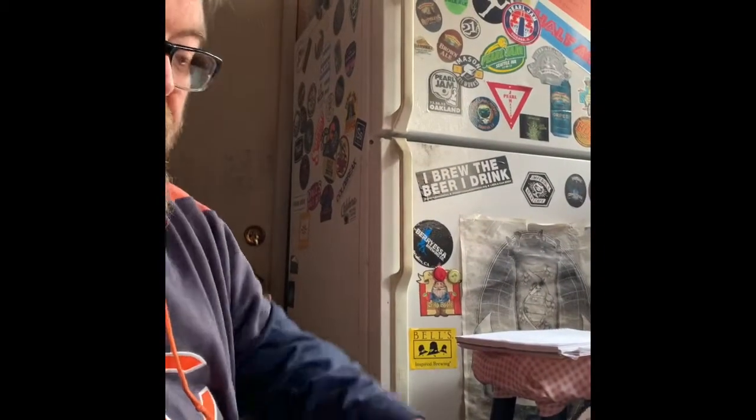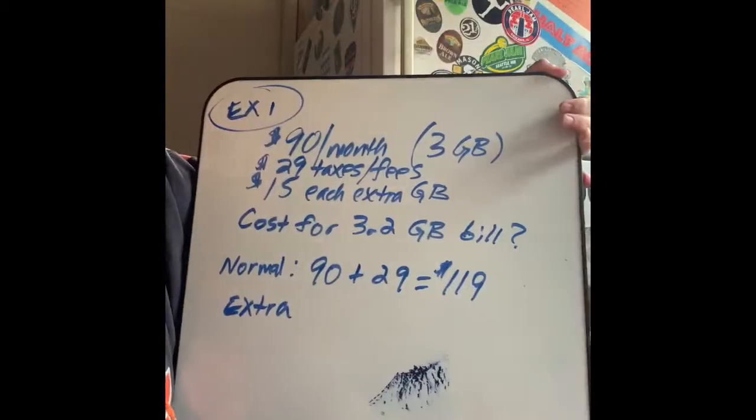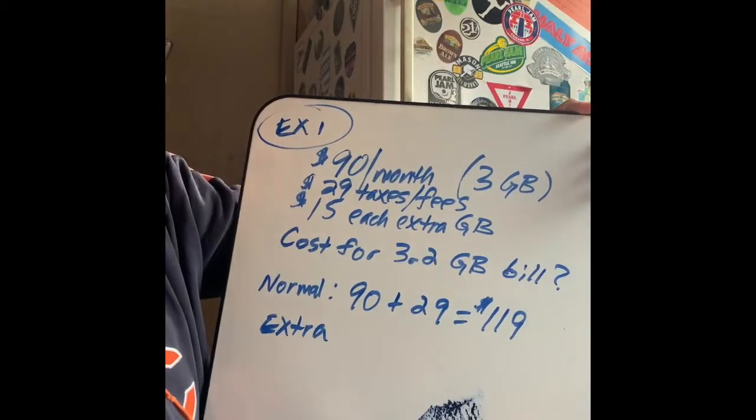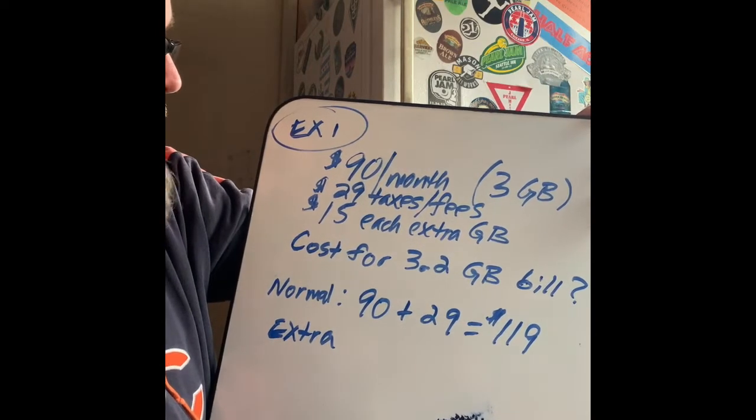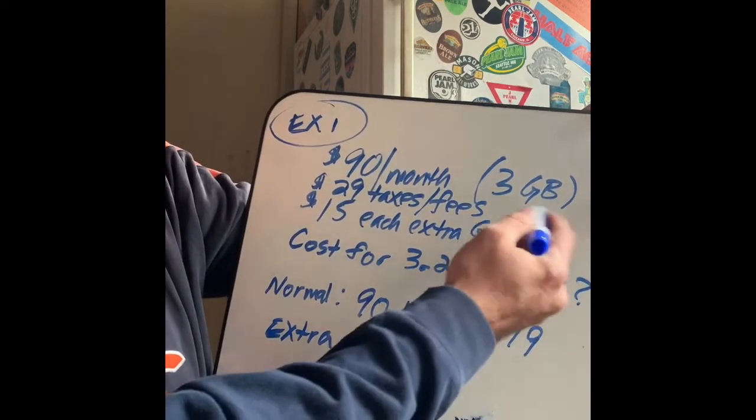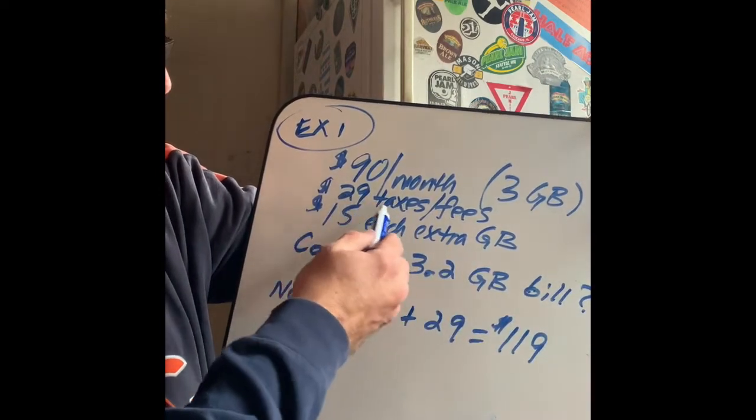All right, we are doing the notes here for 11-2, example 1. So example 1, pretty straightforward. They're talking about her charges per month. $90 monthly fee includes 3 gigabytes worth of data. It says the taxes and fees on that bill is $29 a month.